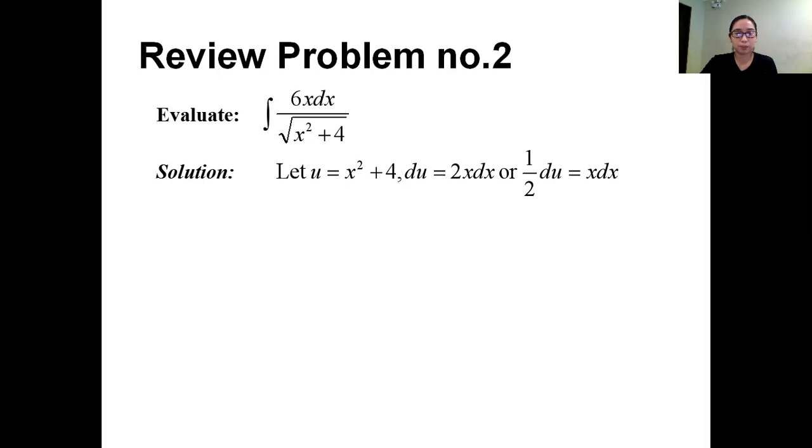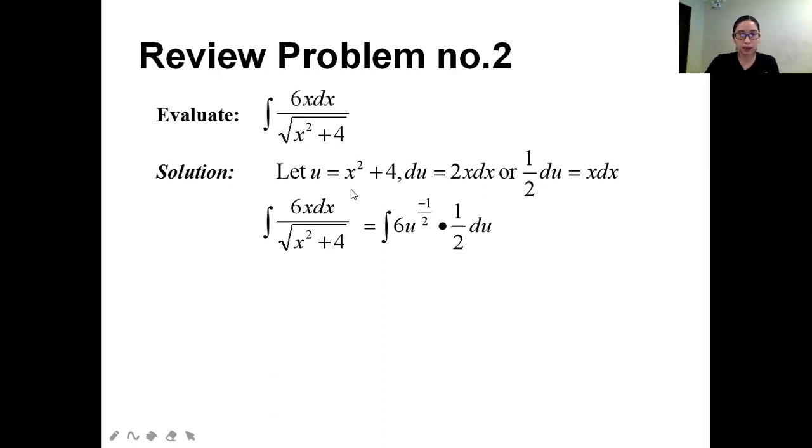Recall your algebra. So, integral of 6x dx over square root of x squared plus 4 is equal to, since what we did here is we let u, so it becomes the square root of u. Right? So 6x, so 6 stays, then x dx is equal to 1 half du.